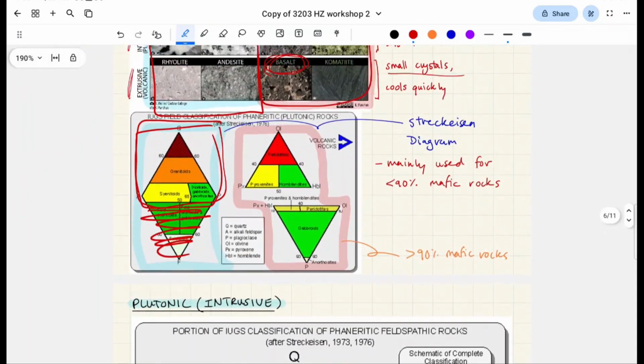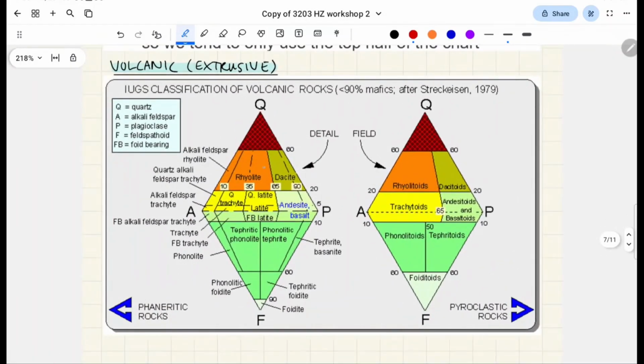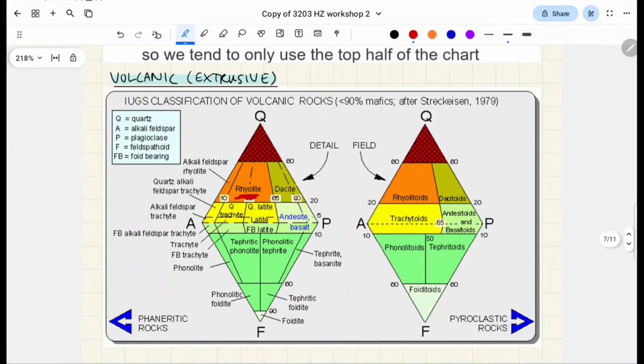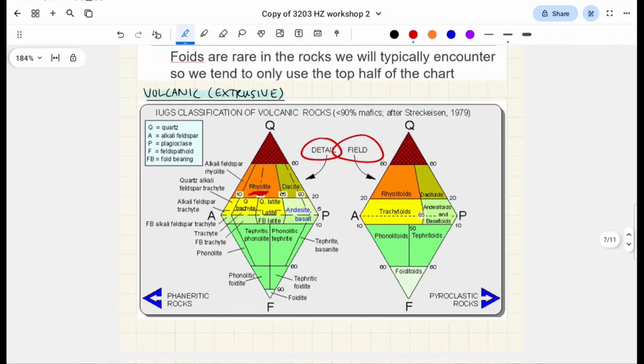We're still talking about using the Streckeisen diagram for felsic rock classification, but here I've included a plutonic one. That's when there's a lot of time for the rock to cool. Then you can see you've got your granites and whatever else it says here. But then here's your extrusive one. So instead of granite, it becomes rhyolite, for example. That's when it has to cool quickly, essentially. Here there's detail and field. Detail just means that one's more detailed. Field just means it's simplified. Same diagram. Is that okay for everyone? Yep.